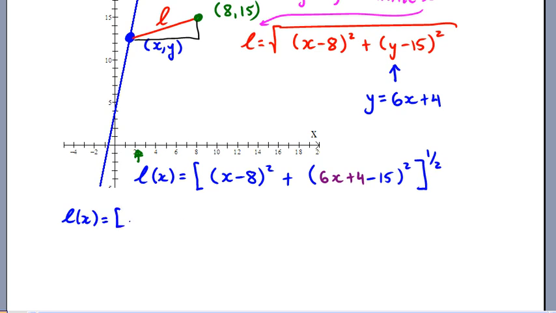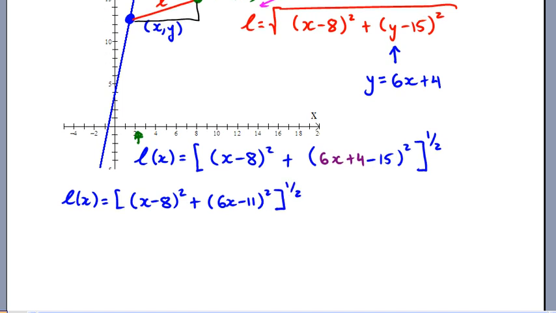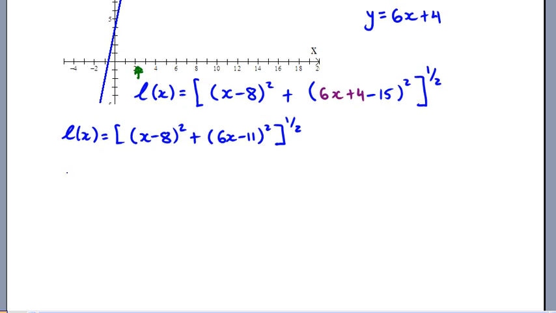Okay, doing some tidying here. I'm going to just tidy up that constraint. I've got (x minus 8) squared plus, okay, what is this? This is like (6x minus 11) squared, and then I have to square root that. We might as well expand that out, make this look a little bit nicer before we go and do our calculus.